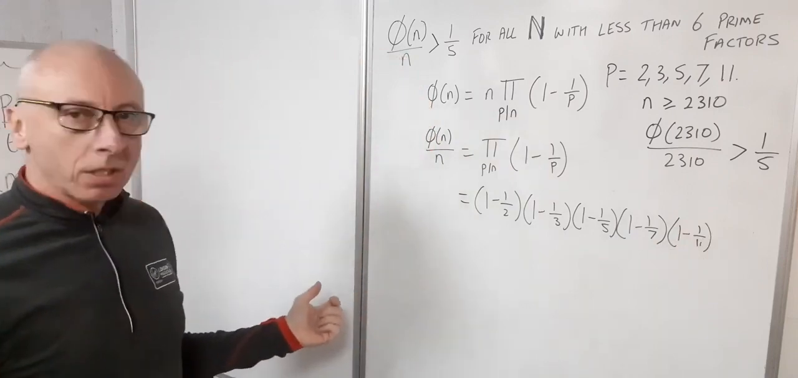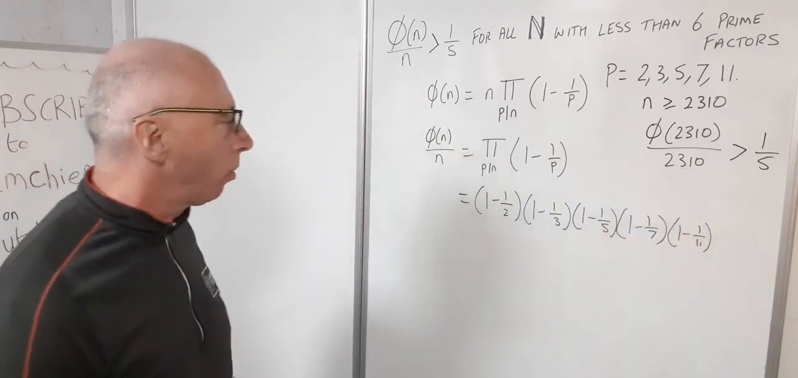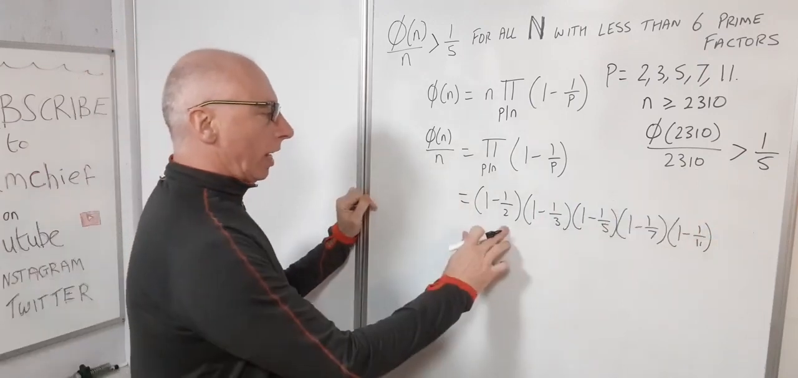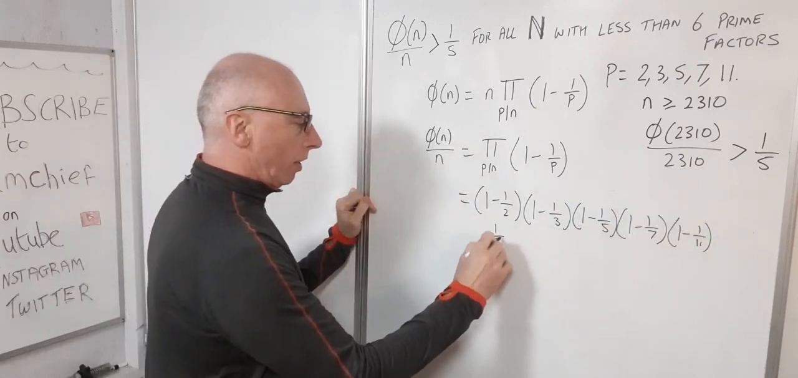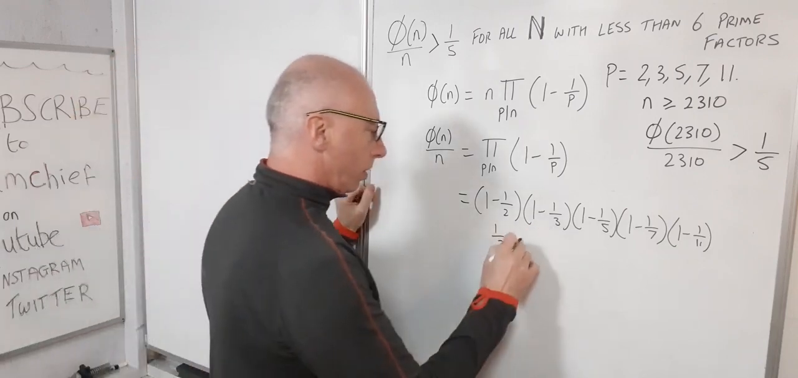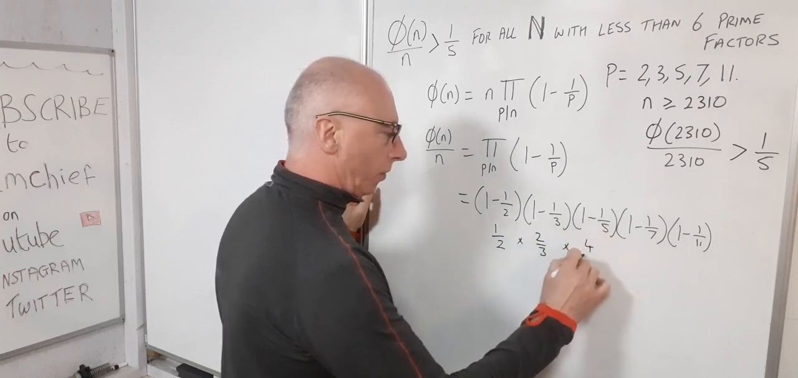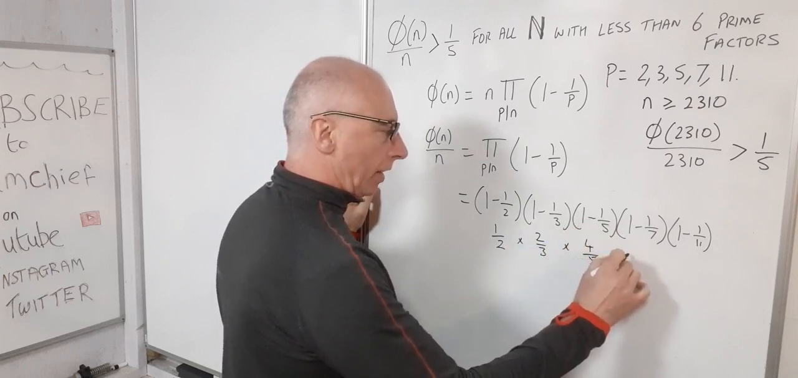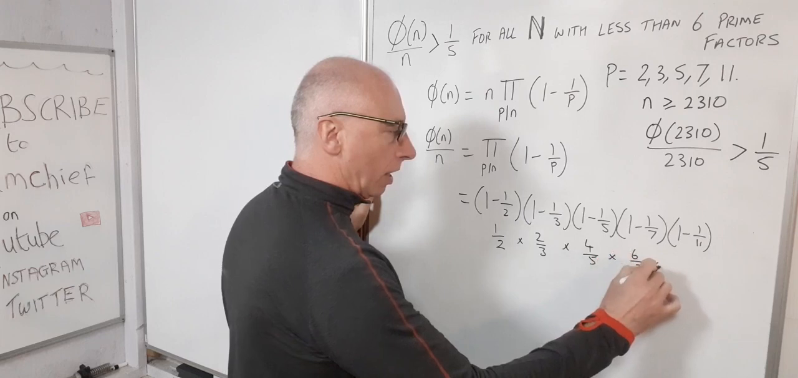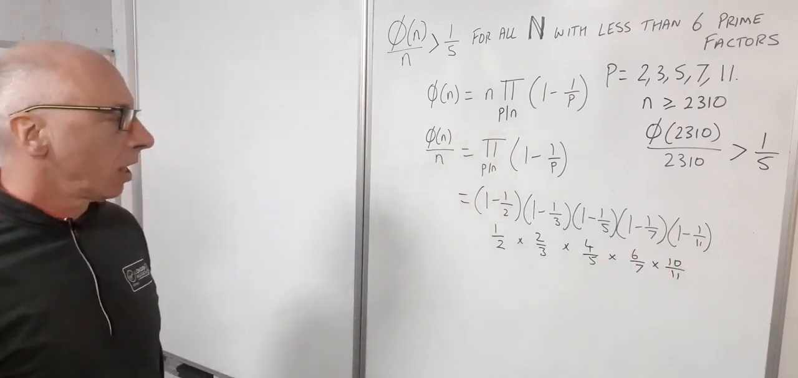Okay, so now we need to work out what that is, and hopefully that will give us something greater than 1/5. Okay, so 1 minus a half, that's a half. 1 minus a third, that's 2/3. And 1 minus a fifth, that's going to give us 4/5. And this will give us 6/7. And this, as we've already said, is 10/11.